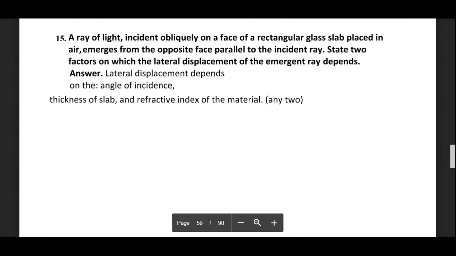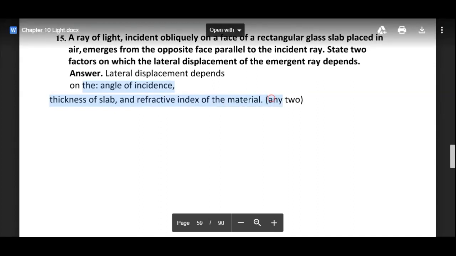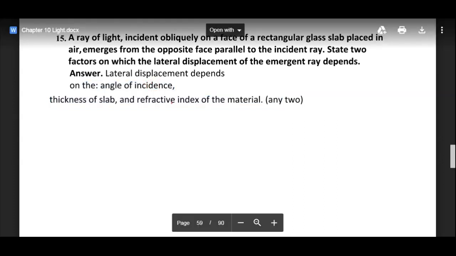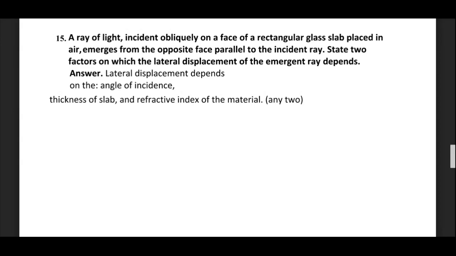Next: a ray of light incident obliquely on a face of a rectangular glass slab placed in air emerges from the opposite face parallel to the incident ray. State two factors on which the lateral displacement of the emergent ray depends. So the lateral displacement depends upon the angle of incidence, the thickness of the glass slab, and the refractive index of the material. You can write any two if they have asked you to. The first one is the angle of incidence, and the second one is the thickness of the glass slab or the refractive index also. Right.